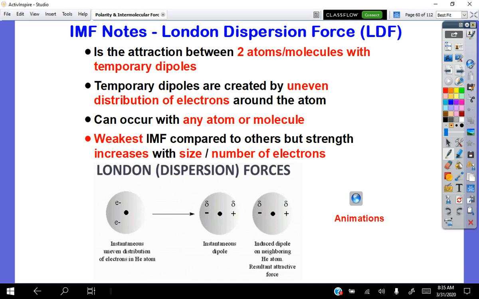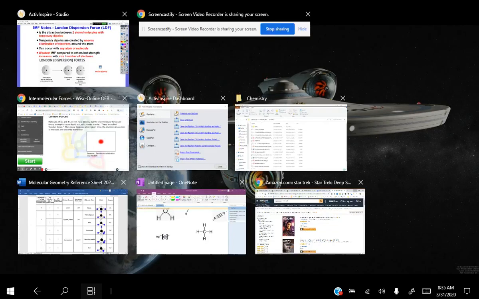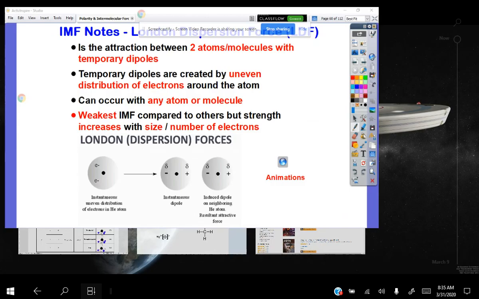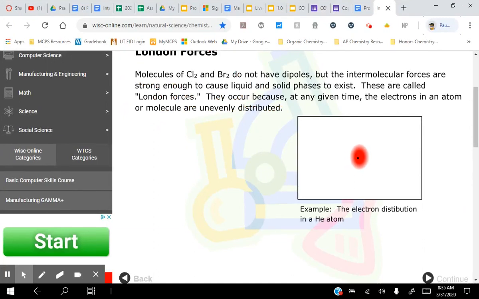It is also generally considered the weakest intermolecular force, or IMF, compared to others, but the strength does increase with the size of the atom and the number of electrons it has. I do have a quick animation. So here's our electron cloud. The electron cloud is constantly moving and shifting within an atom.